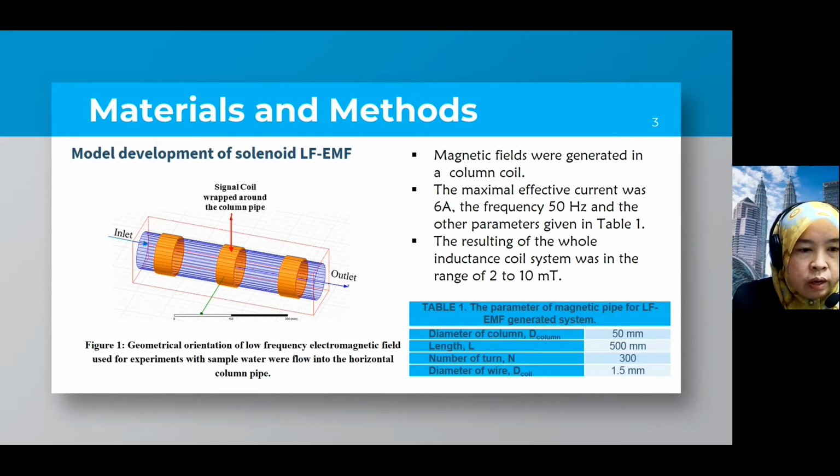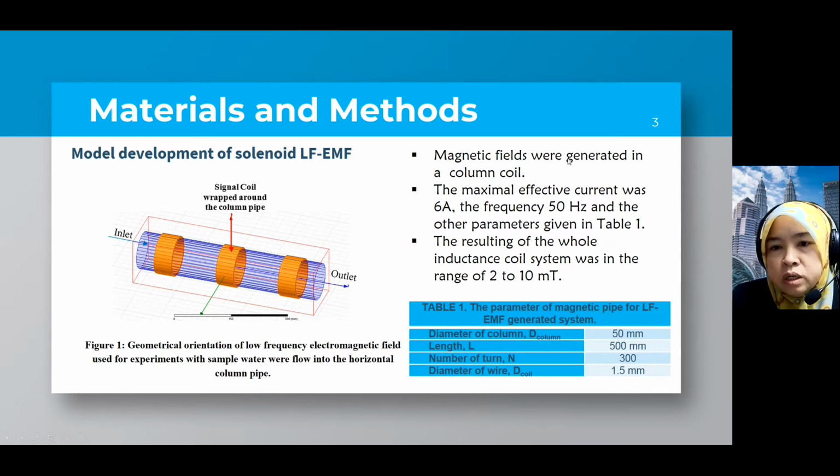Figure 1 shows the geometrical orientation of the low frequency electromagnetic field used for the experiment, with sample water flowing in the horizontal column pipe. This area is the water inlet and water outlet. This column is developed from perspex pipe, and the pipe was wrapped with a signal coil wrapped around the column pipe.